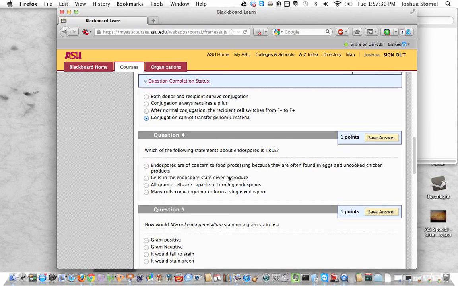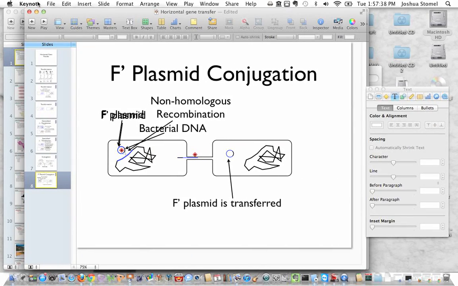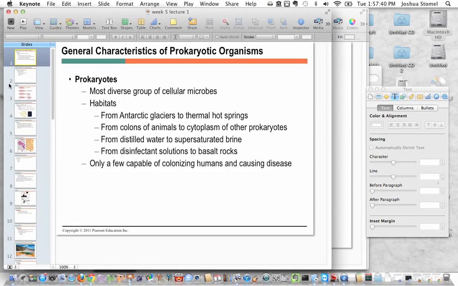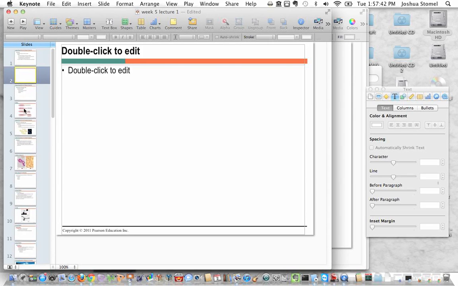Cells in the endospore state never reproduce. Well, let's take a look here at endospores.